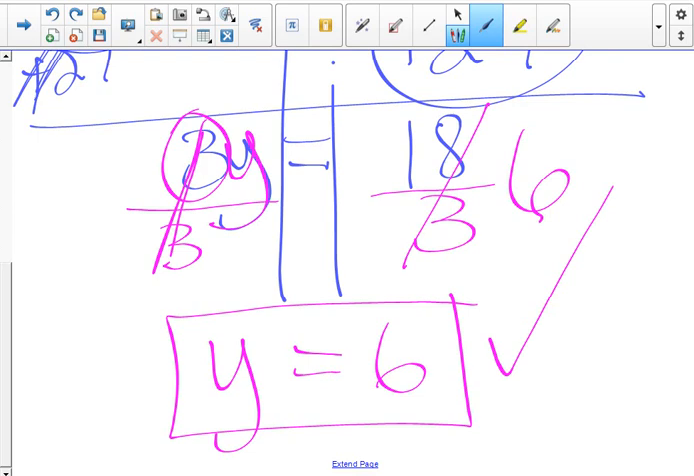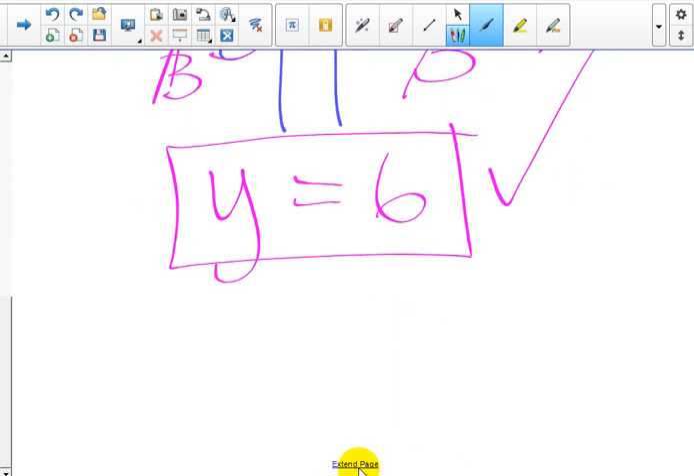So that's a multi-step equation. Many steps to get to a solution. And there's many ways you can do it. Like if 5 of us solve it, we might all solve it differently. But in the end, we should all come up with y equals 6.